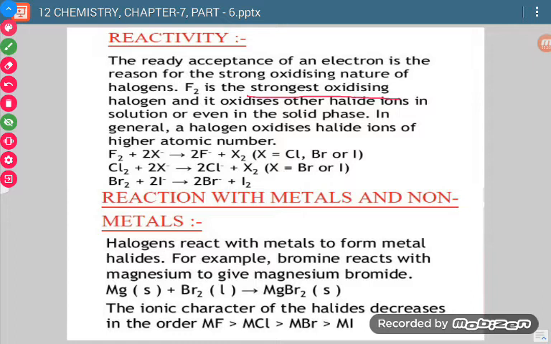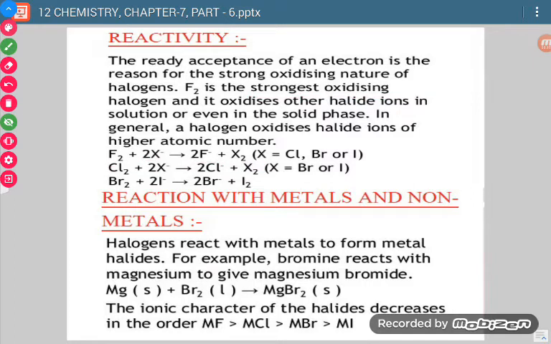Okay, now see these reactions. Here, when fluorine reacts with any other halide, it will form fluoride and the other halogen will be given out. So a particular halogen can act as an oxidizing agent for a heavier halogen. Our order is fluorine, chlorine, bromine, iodine. So fluorine will be an oxidizing agent for all other three. Chlorine will be an oxidizing agent for bromine and iodine. Okay, similarly bromine will be an oxidizing agent for iodine. So this way it goes.